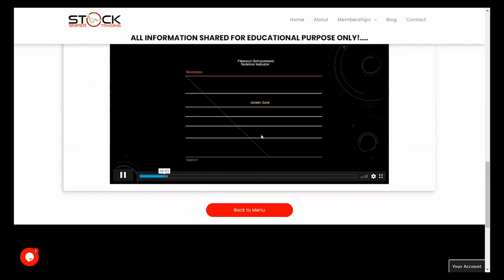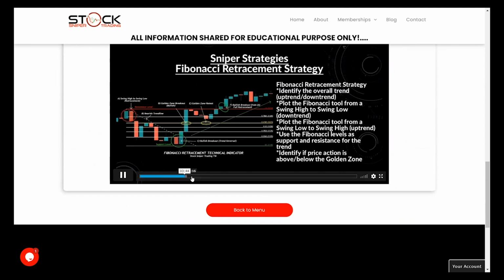Okay, so this is what it looks like. Again, the tool, I'll show you on TradingView what it looks like. Okay, so here we have sniper strategies, Fibonacci retracement strategies. The Fibonacci retracement strategy, it's identifying the overall trend. Are we in an uptrend or downtrend? We plot the Fibonacci tool from a swing high to swing low in a downtrend, or we plot the Fibonacci tool from a swing low to a swing high in an uptrend. And we use the Fibonacci levels as support and resistance for the entire trend.